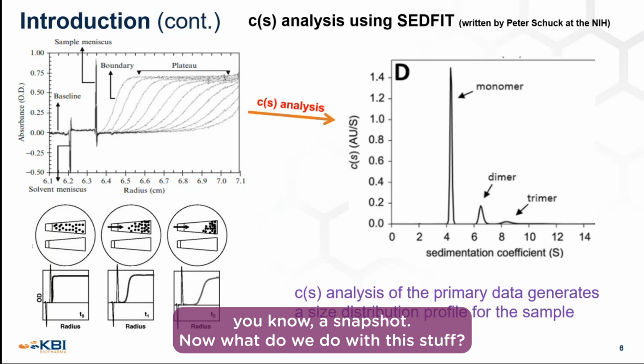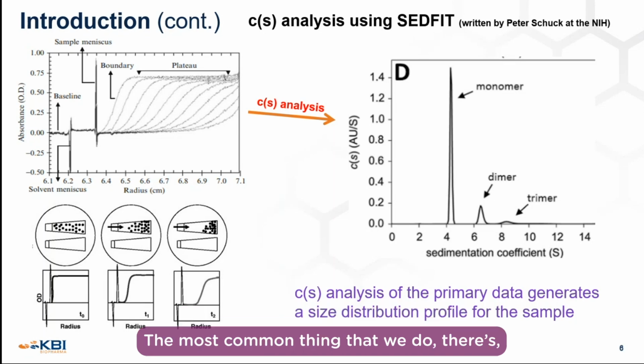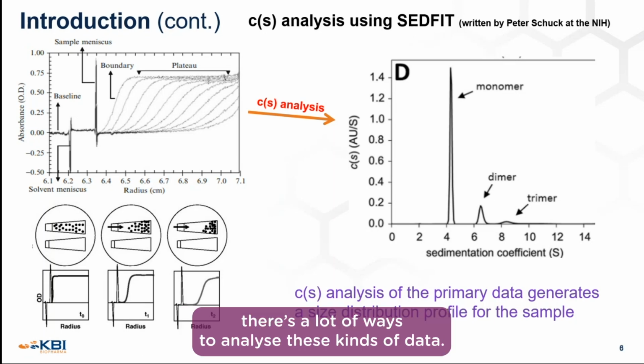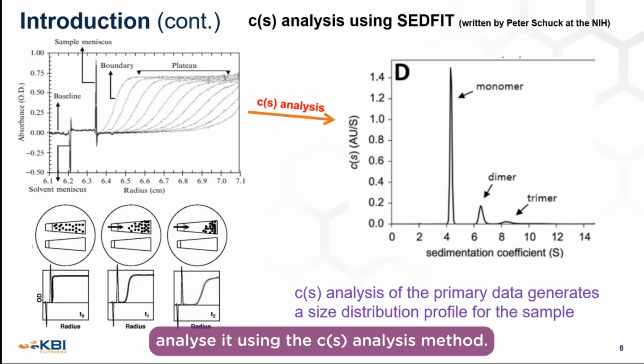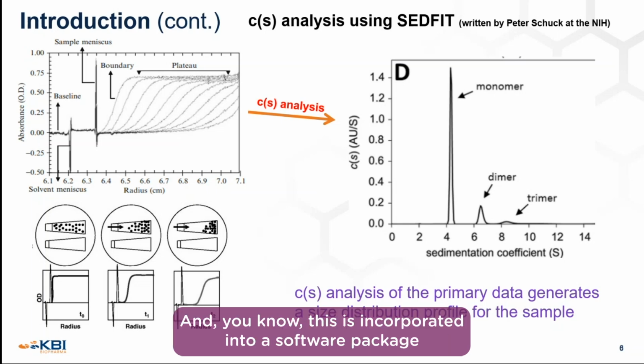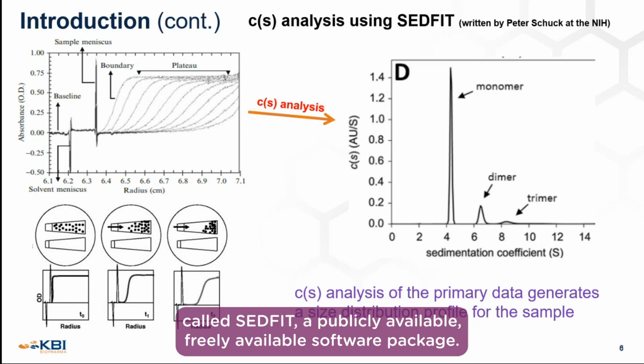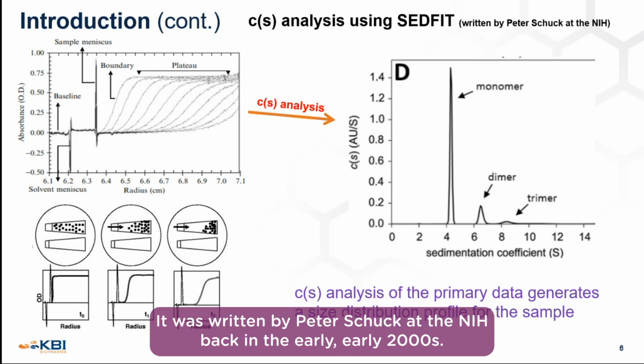Now, what do we do with this stuff? There's a lot of ways to analyze these kinds of data. The most common thing that we do in the lab these days is we analyze it using the c(S) analysis method. This is incorporated into a software package called SedFit. It's a publicly available, freely available software package. It was written by Peter Schuck at the NIH back in the early 2000s.